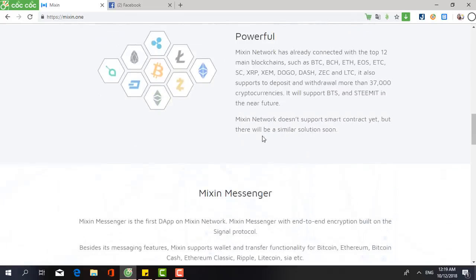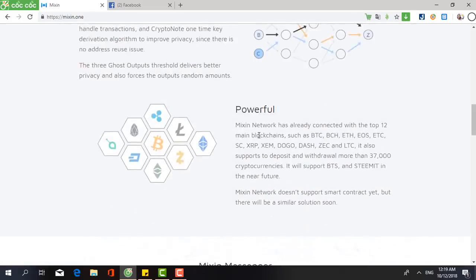The last one is powerful. Mixin Network has already connected with the top 10 main blockchains such as BTC, BCH, ATOM, EOS, ETC, XRP, and LTC. It also supports deposits and withdrawals of more than 37,000 cryptocurrencies. It will support BTS in the near future. Mixin Network doesn't support smart contracts yet, but there will be a similar solution soon.